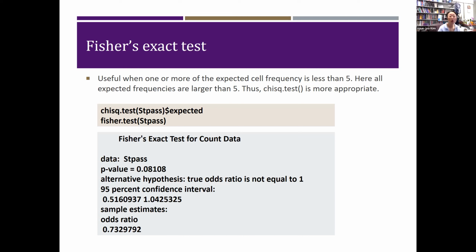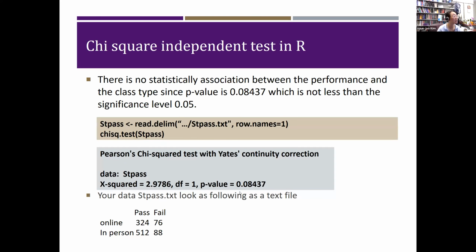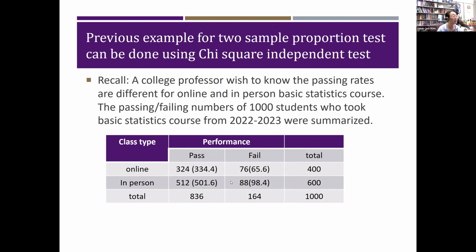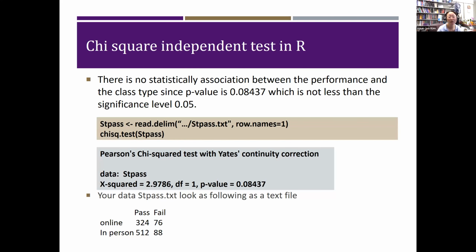When one or more of the expected cell frequencies is less than 5, the chi-square test is not quite reliable, and Fisher's exact test is the better test. For this particular example, all expected frequencies are larger than 5, as you can see right here. Every number is actually larger than 5. Thus, the chi-square test would work just fine.